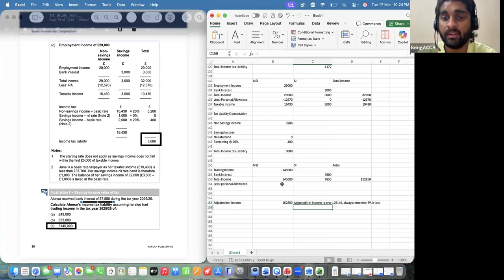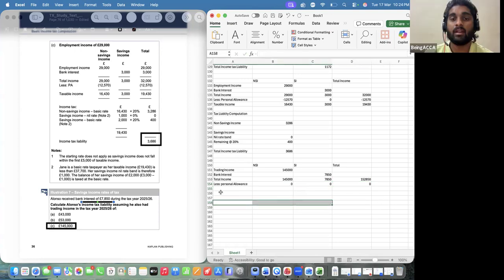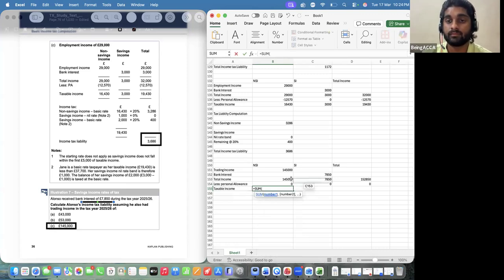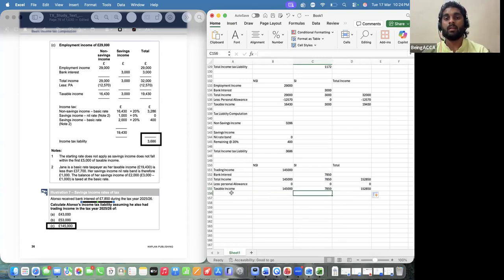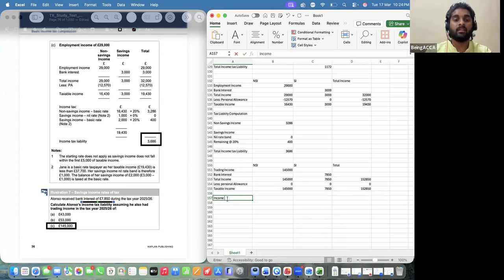So now, do we have any personal allowance here? No, sir. It will be 0. Correct? Now, this gives us our taxable income, which is equal to the sum. Clear? Yes, sir. Now let's calculate our income tax liability.